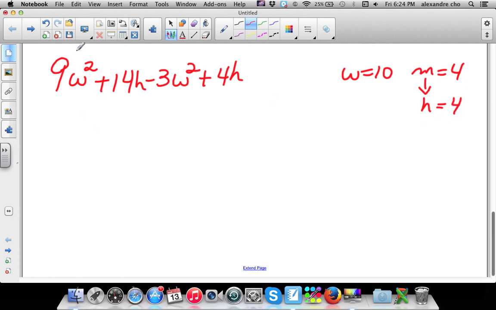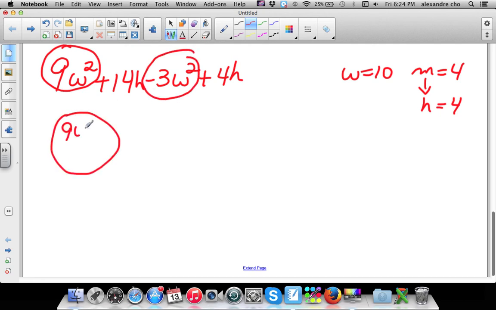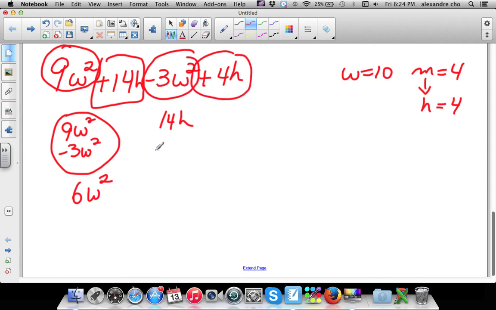So let's combine like terms. You get 9w here minus 3w. So you're going to get 9w to the second power minus 3w to the second power. And you get 6w to the second power. The h's, you got a 14h here. And you got a plus 4h. And that's going to give us 18h. So our expression is going to be 6w squared plus 18h.